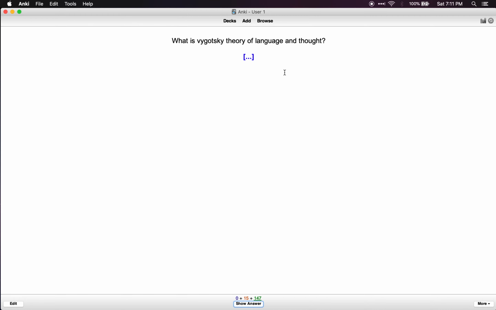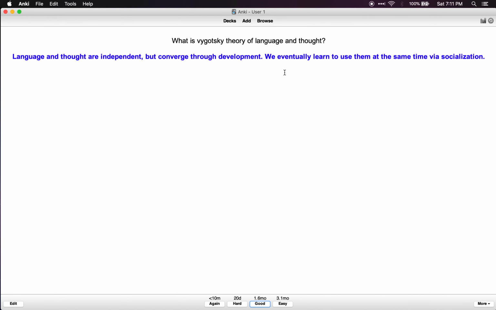What is Vygotsky's theory of language and thought? Language and thought are independent but converge through development. We eventually learn to use them at the same time via socialization.